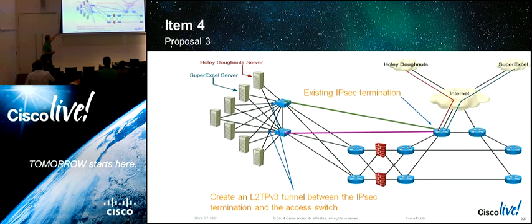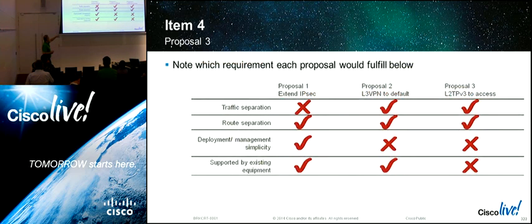What about extending with L2TPv3? We could get traffic separation. We could extend the BGP sessions and have separation. Is it easy to do? It adds another tunnel, right? So we're adding a second level of tunneling to this. So I would argue that it's probably not all that simplistic. But we also don't know. We weren't told whether it's supported by the access gateways or not, right?